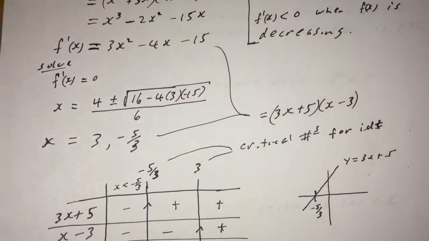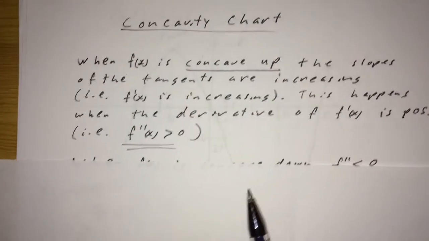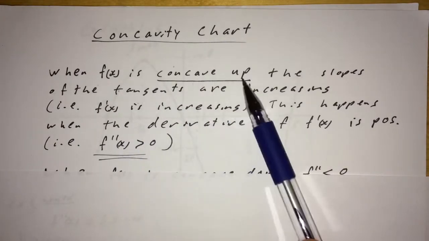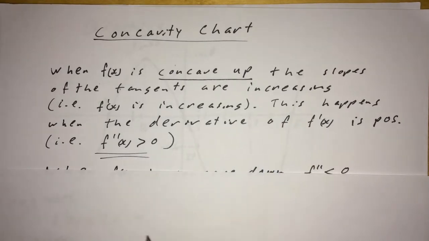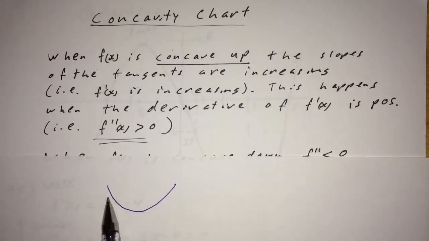They get more complex. We're doing this on a function that we know so that we can see how this works. Now the concavity chart. Okay, so as we've discussed before, when f of x is concave up, the slopes of the tangents are increasing. Okay, so for a function that is concave up like this, the slope of the tangent here is negative, 0, then positive. So the slopes go from negative to positive, which means it's increasing.